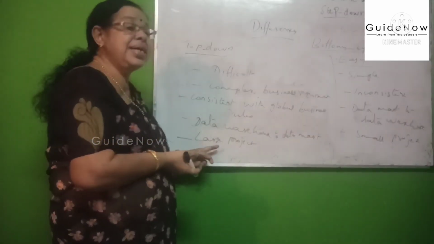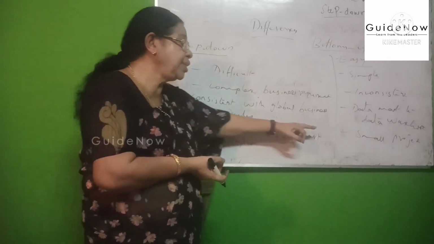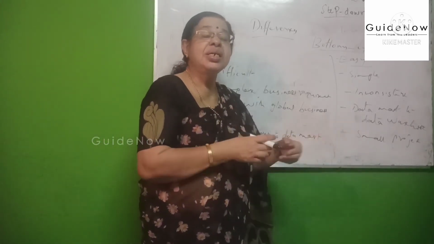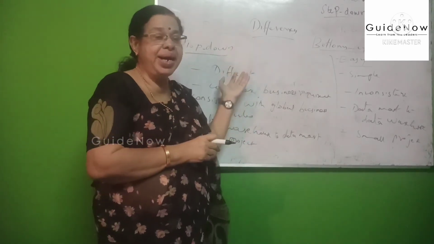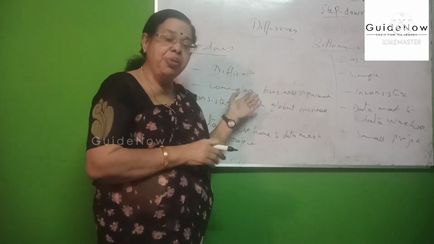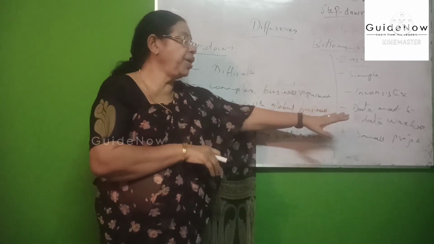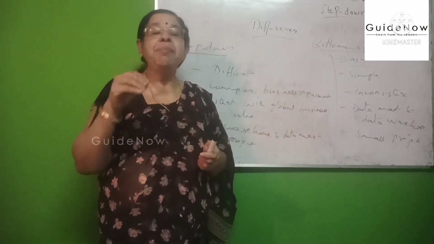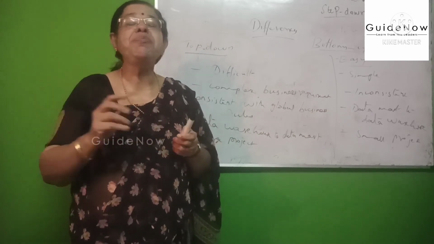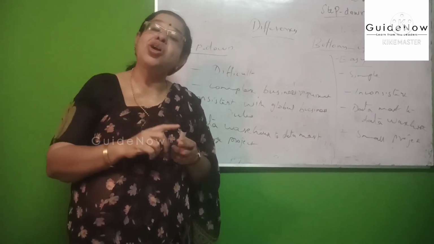And last, top down is mainly used for large projects, and bottom up is mainly used for small projects. Wherever there is a large project, we apply the top down approach. If the project is very small, we apply bottom up. These are the main differences between bottom up and step down or top down approach.